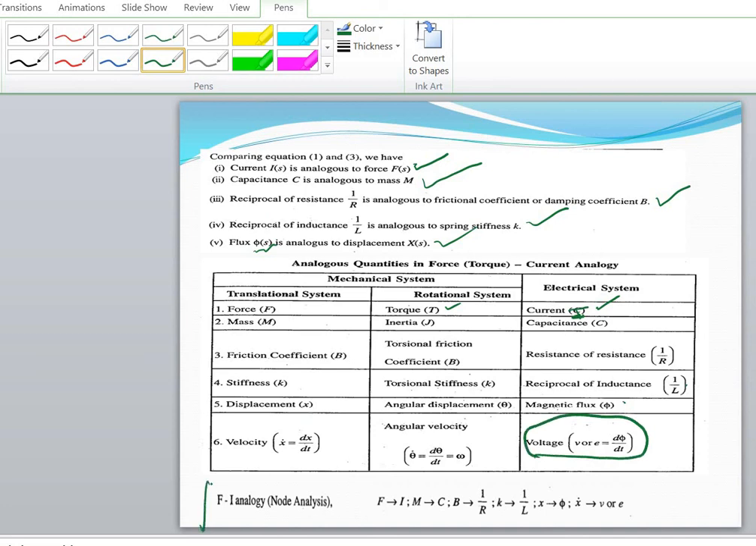So using the Fi analogy, we can write F is equivalent to current, M equals C, B equals 1 by R, K equals 1 by L, X equals phi, and X dot equals V, or E also. Voltage is represented by V or EMF E. So this is the Fi analogy.